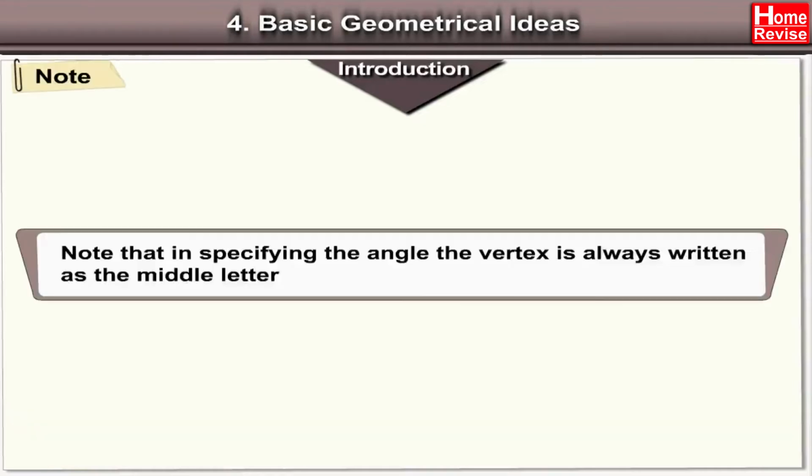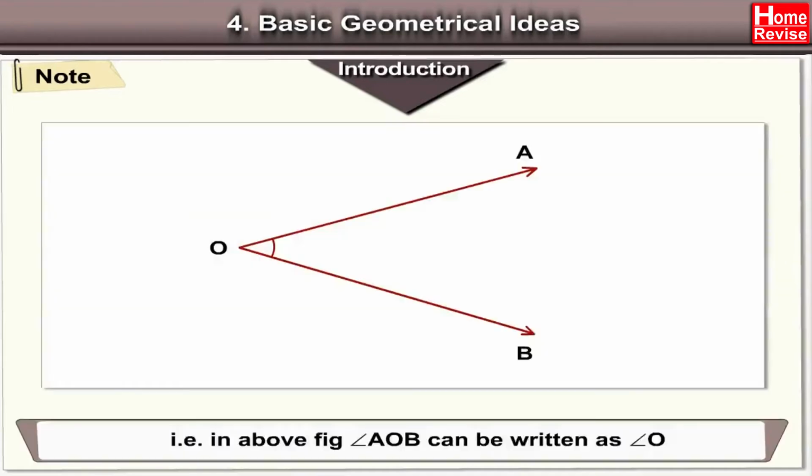Note that in specifying the angle, the vertex is always written as the middle letter. That is, if you see the above figure, angle AOB can be written as angle O.